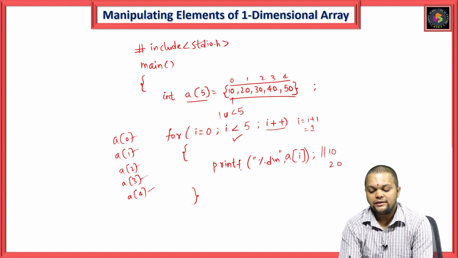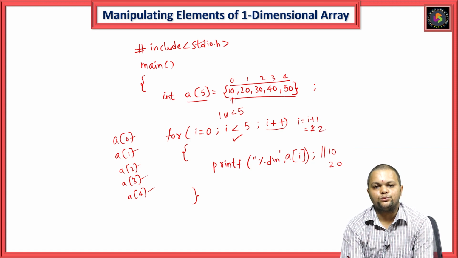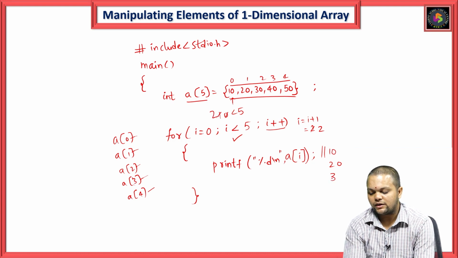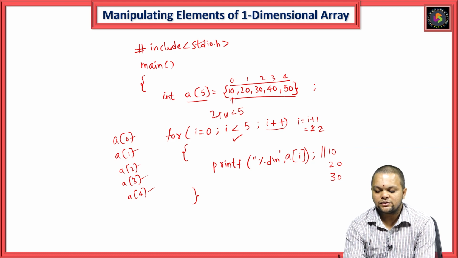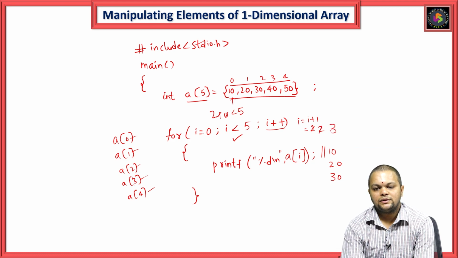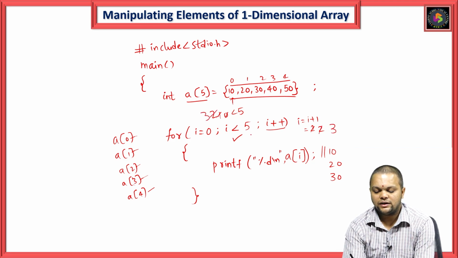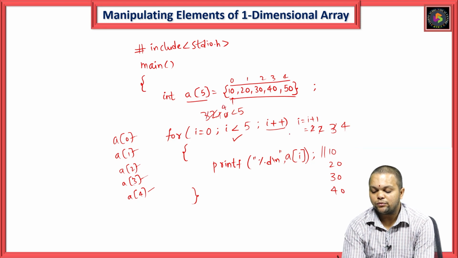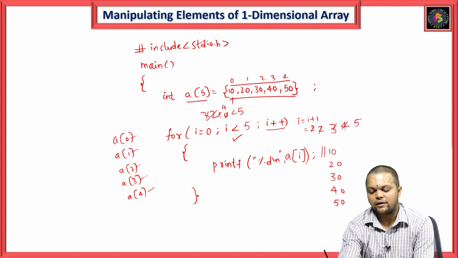So 20. In the next iteration, I value is increased to 2. So 2 is less than 5. Yes. This will print the next value 30. In the next iteration, I value is 3. 3 is less than 5. Yes. It will print 40. In the next iteration, I value will become 4. 4 is less than 5. Yes. So it will print what? It will print 50.